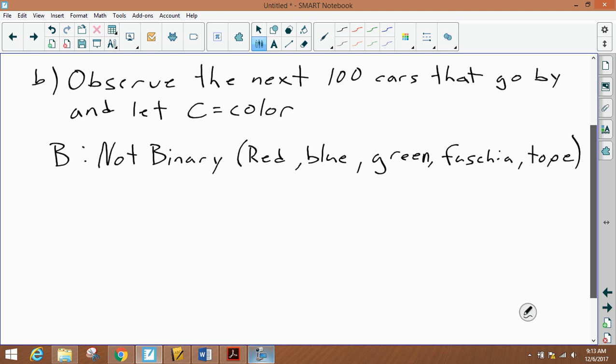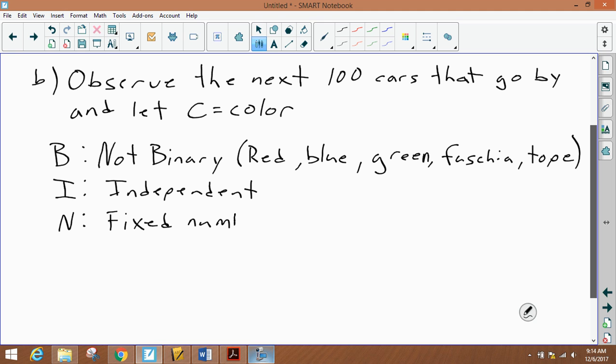All right. Since we're doing this, let's actually go through it. Is one event independent of the other? If I see a red car, does that affect the probability that the next car is blue? No. So they are indeed independent. N stands for number. So are there a fixed number of trials? Yes. 100 trials. So there are indeed a fixed number of trials.